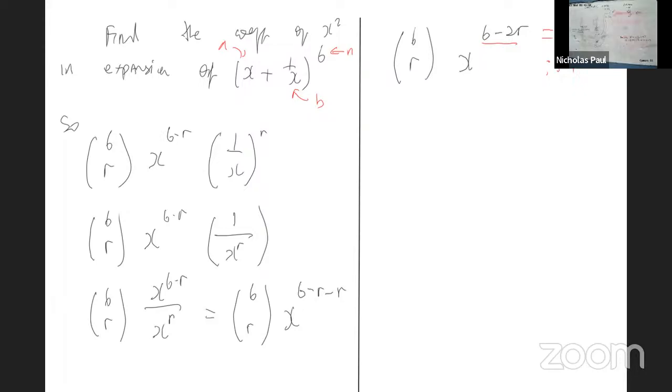Three, you sure? 2. Carry across the 2R, carry across the 2. 2R is 4, so R is 2. And that's it. 6C2 is equal to x to the 6 minus 4. So 6C2 x squared. So therefore the coefficient is what? What's the coefficient of 6C2? The coefficient is 15.